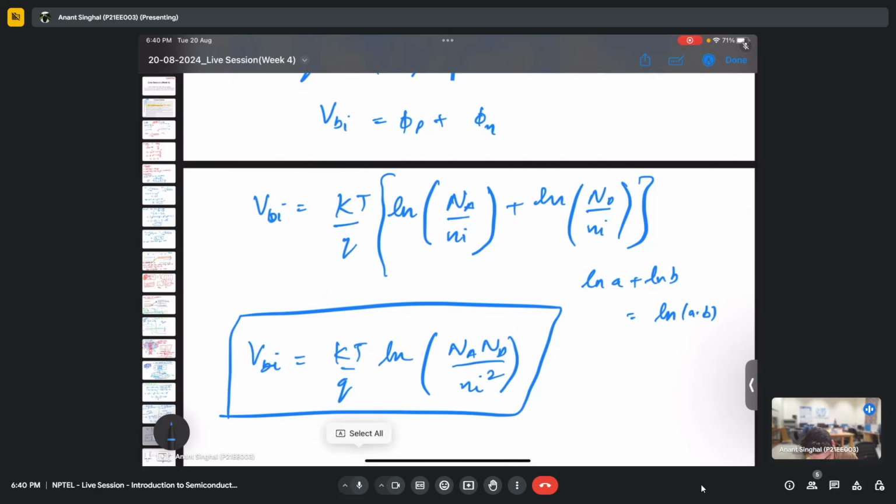So we can write this kT by q as Vt, the thermal voltage, which is given by 26 milli electron volts at room temperature, T equals 300 Kelvin. So is it clear, everyone, the Vbi concept? Any doubts? You can let me know quickly if you have understood this Vbi.